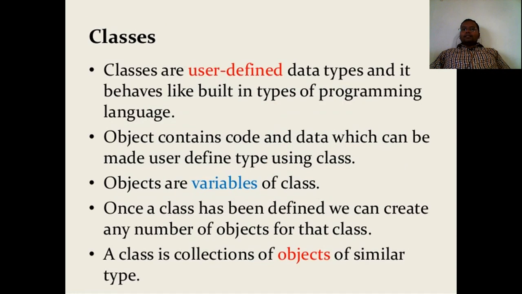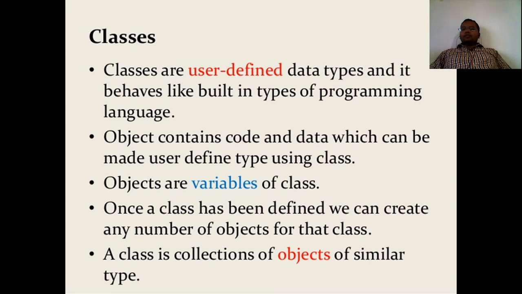What are classes? See this. In this circle, many small circles are there. That is exactly the meaning: wrapping of data into a single unit is called a class. Classes are user-defined data types and they behave like the built-in types of a programming language.